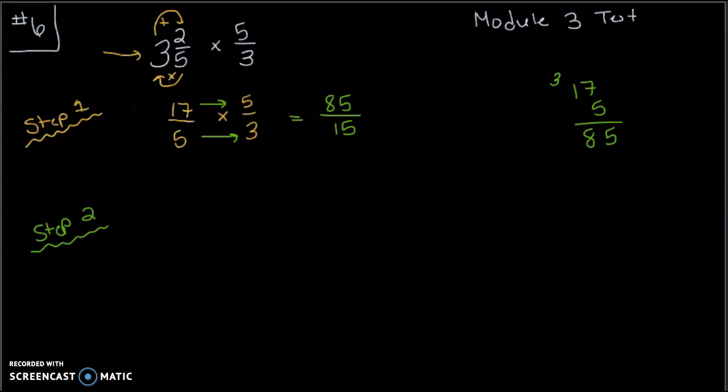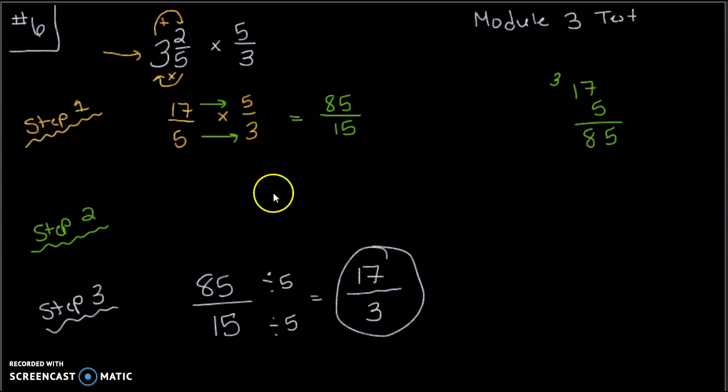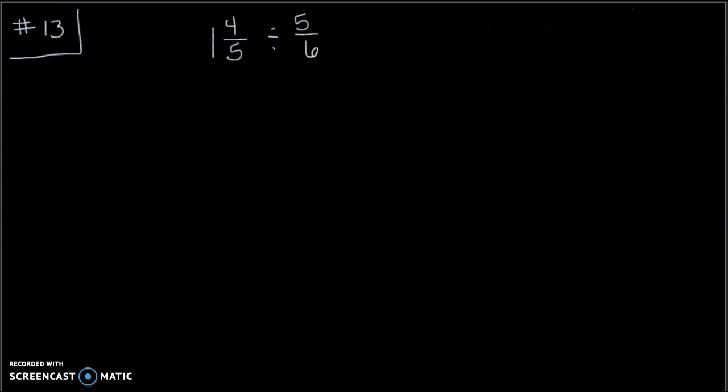So then your last step, which is step 3, is to simplify. So we've got to simplify this 85 over 15. We have to find a common factor that goes into both. Well, I know for a fact that 5 can go into anything that ends in a 5. So I'm going to divide them both by 5. So 85 divided by 5 is 17, and 15 divided by 5 is 3. And so that would be your final answer. So that's number 6.